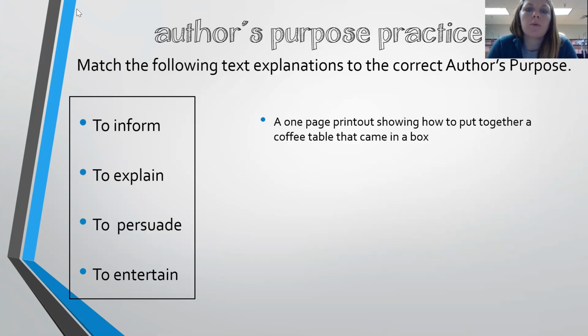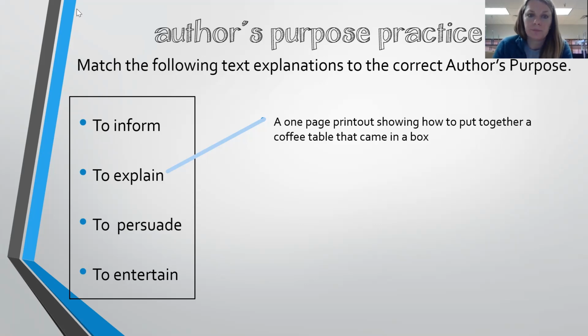First example, a 1-page printout showing how to put together a coffee table that came in a box. A 1-page printout showing how to put together a coffee table that came in a box. So looking back on your previous pages of notes, which of those takes a process and describes it in detail or gives the why? Pause, think about it. And I hope you came up with to explain. So instead of just someone telling you about it, they're explaining how to do it, or they're explaining the reason for it.